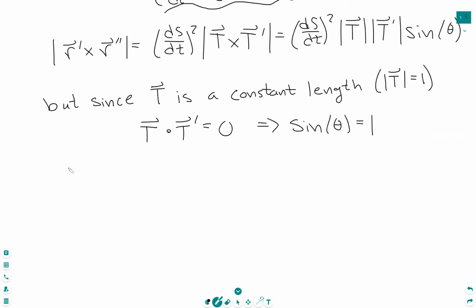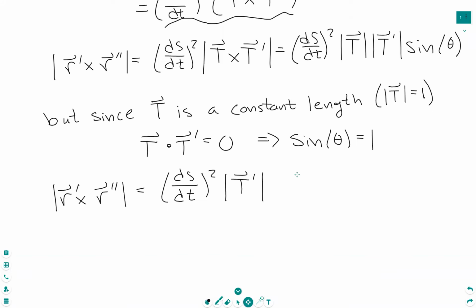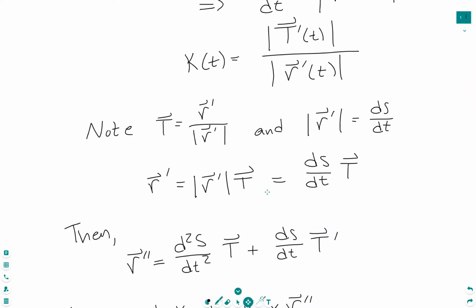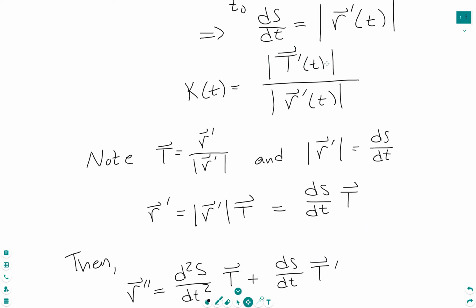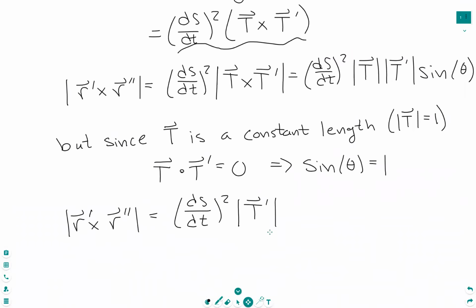Which means that the magnitude of r prime crossed with r double prime is equal to ds dt squared times the magnitude of t prime. Okay, so that was a long journey. Where did it get us? Note that above, that's exactly what we were looking for. We were looking for the magnitude of t prime, right? And there it is, sitting right here.